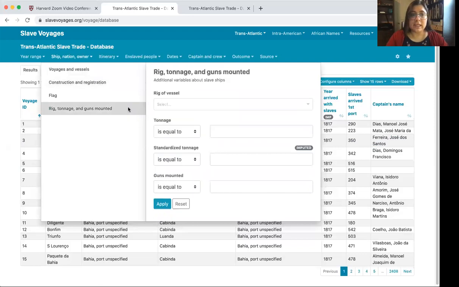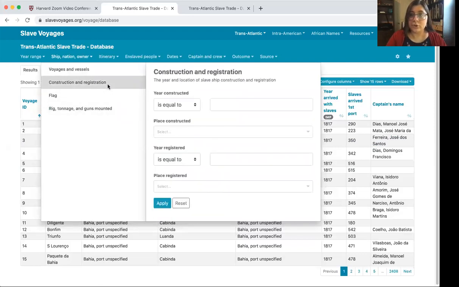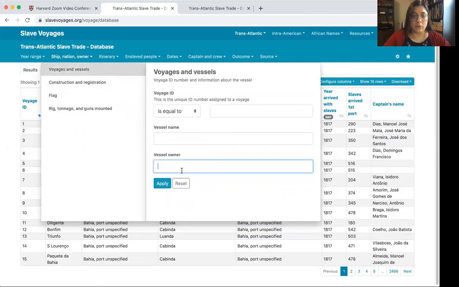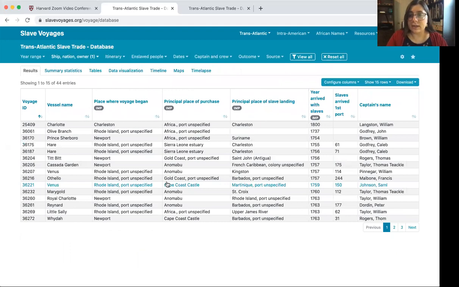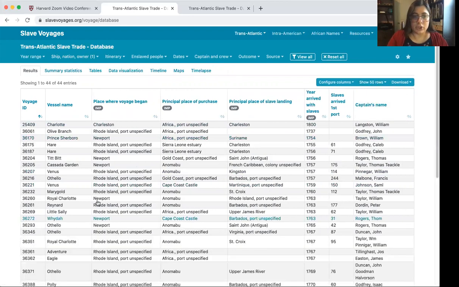I recently did a project about two brothers from Rhode Island whose last name was Vernon, and by just searching vessel owner Vernon, I was able to find a lot of the ships that they owned. So you can change how many rows you see here. I'm just going to show you that. So the place where the voyage began, these two brothers were from Newport. So you can see a lot of these voyages are beginning in Rhode Island.